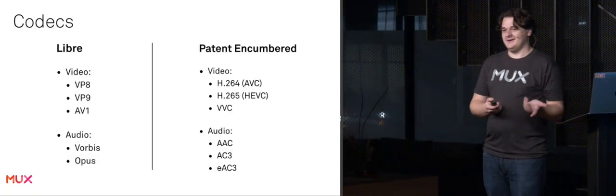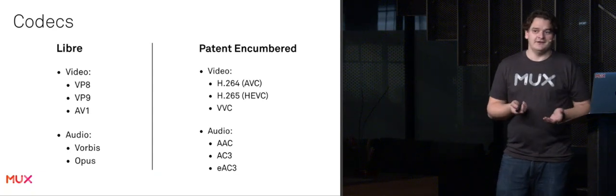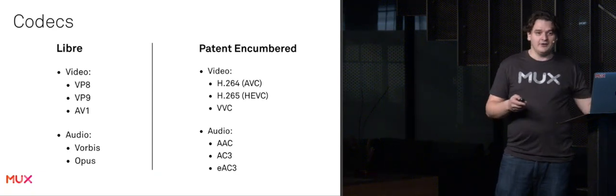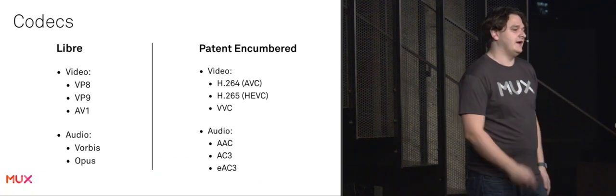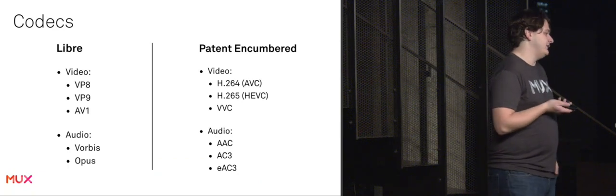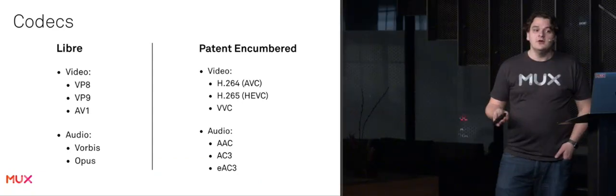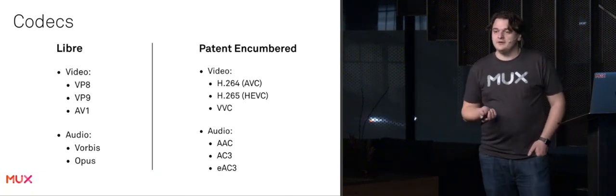So the big one, really, the main one is obviously codecs. You'll see this structure slide a few times in this presentation, which is what I consider a libre categorization, what I consider not libre or patent-encumbered tech. So when we look down the codecs, it's pretty much the usual suspects: VP8, VP9, AV1 are all libre software. And for audio codecs, we've got Vorbis and Opus.